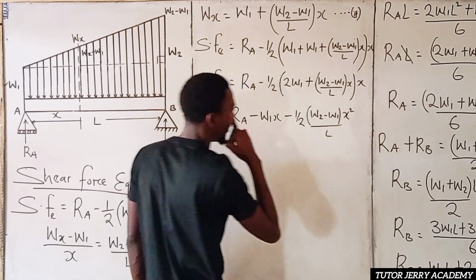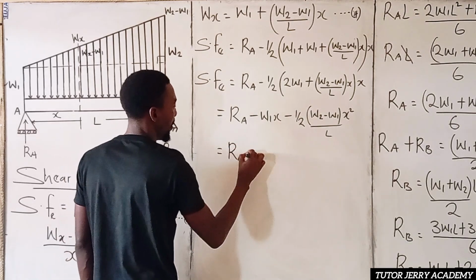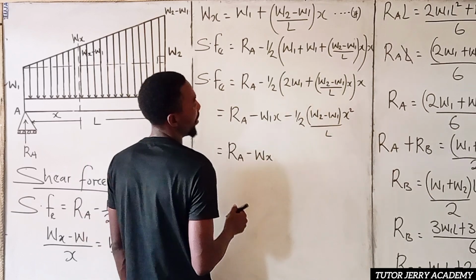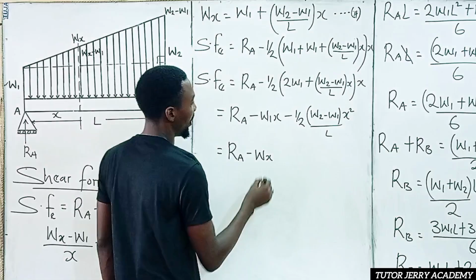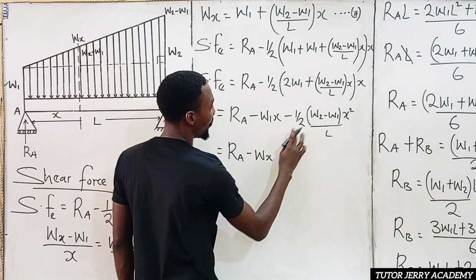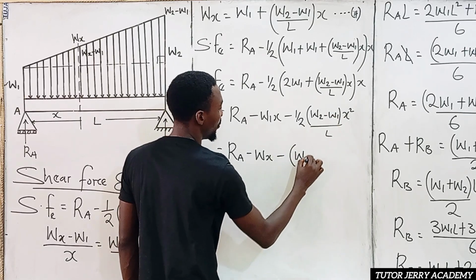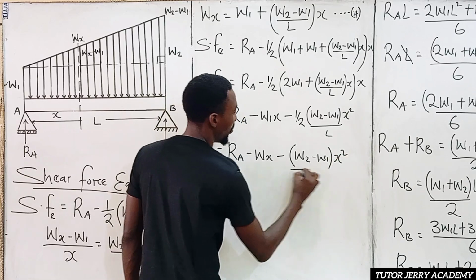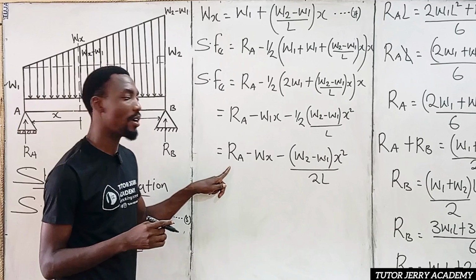All over L. All right, so now this will be equal to RA minus W1S. Then if you open this bracket now, we are going to have this to be what? We are going to have this to be 2 times L, that is what? 2L, right? And this times this, we are going to have minus W2 minus W1 S squared all over what? All over 2L. All right, now we can therefore substitute for our RA here.